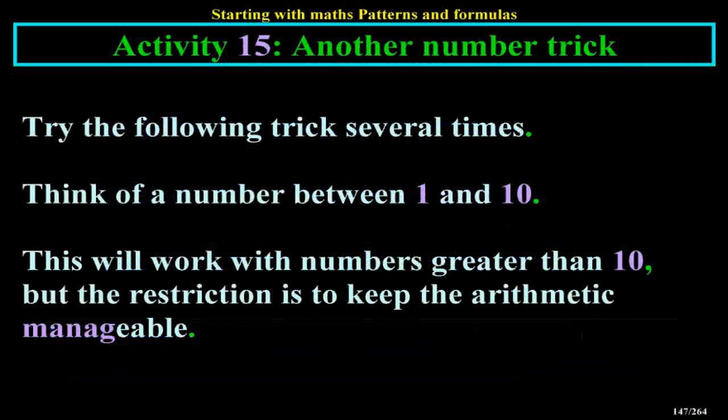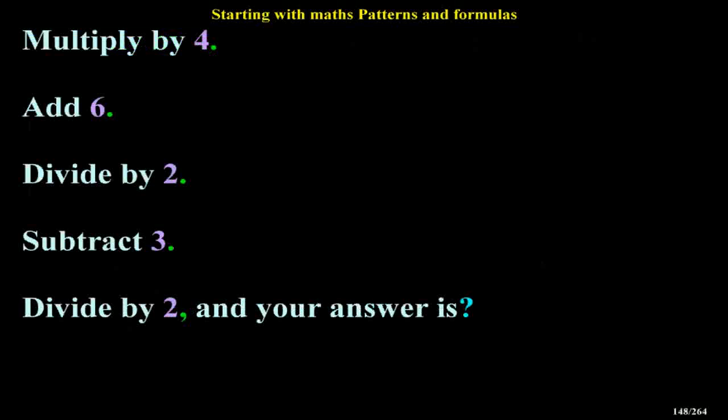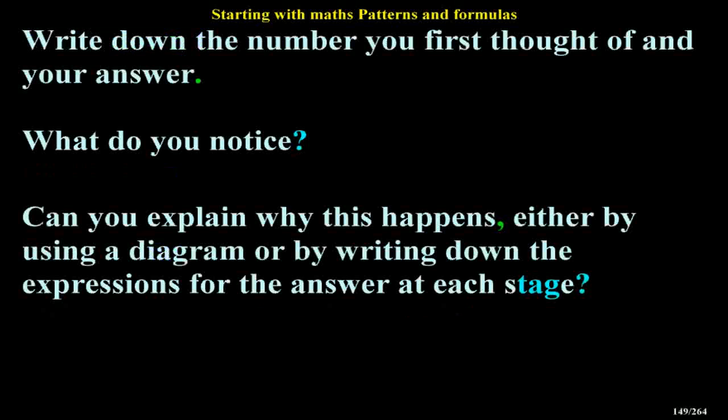Activity 15. Another number trick. Try the following trick several times. Think of a number between 1 and 10. This will work with numbers greater than 10, but the restriction is to keep the arithmetic manageable. Multiply by 4. Add 6. Divide by 2. Subtract 3. Divide by 2, and your answer is? Write down the number you first thought of and your answer. What do you notice? Can you explain why this happens, either by using a diagram or by writing down the expressions for the answer at each stage?